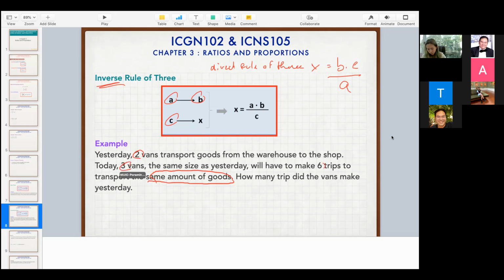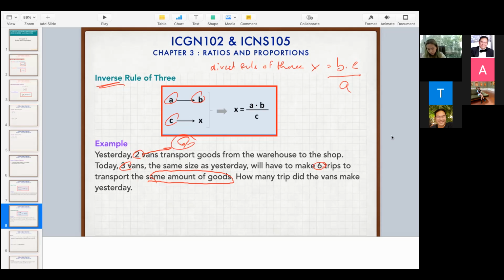Then you say that 3 vans make 6 trips, but for 2 vans we didn't know. This is the value we want to find out, the one from yesterday. You know the number of vans and number of trips for today, but for yesterday you know just the number of vans but not the number of trips. Since it's the same amount of goods, this one is the inverse rule of three. Okay.